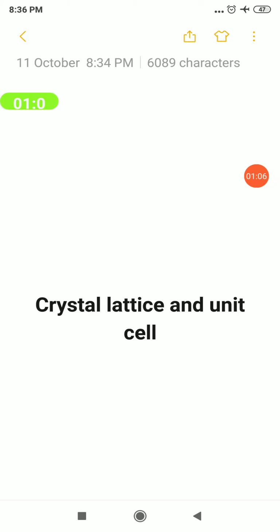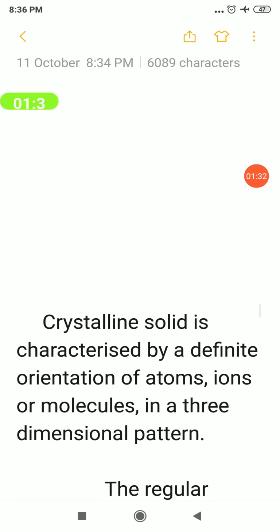In the same way, unit cell is the fundamental particle in a crystal. What is the fundamental unit of a crystal? Unit cell. When more unit cells are united, we'll be getting a crystal lattice. Is it clear? So what is unit cell? Unit cell is the fundamental portion of a crystal. When many unit cells are united, we will be getting a crystal lattice. We will get a crystal. Okay, let us see this.